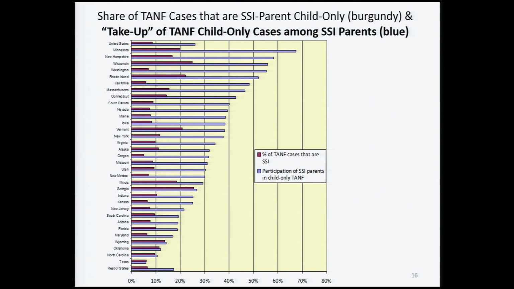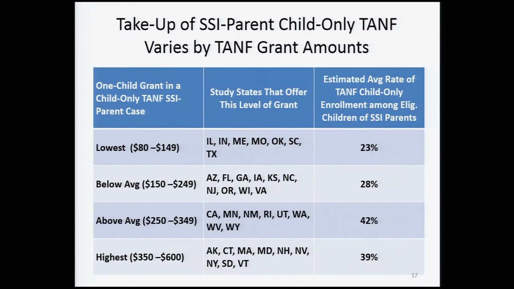What's going on? What's the message? Well, part of it is proportionally more SSI child-only cases are found in states that have larger adult-aided caseloads and that aim to identify disabled parents and support them in applying for SSI. It's sort of a no-brainer. It's a complicated relationship, and I'm going to say more about this on the next few slides.